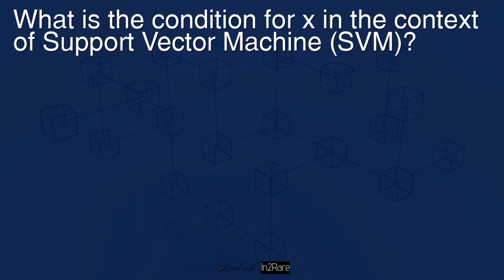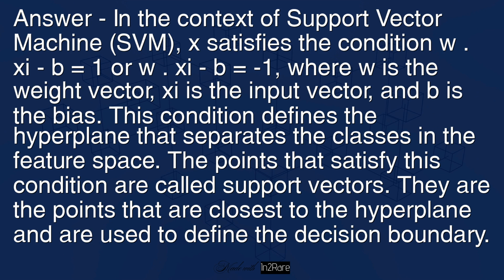What is the condition for x in the context of support vector machine SVM? Answer: in the context of support vector machine SVM, x satisfies the condition w·x + b = 1 or w·x + b = -1, where w is the weight vector, x is the input vector, and b is the bias. This condition defines the hyperplane that separates the classes in the feature space. The points that satisfy this condition are called support vectors. They are the points that are closest to the hyperplane and are used to define the decision boundary.